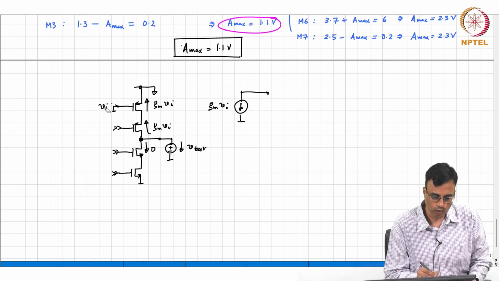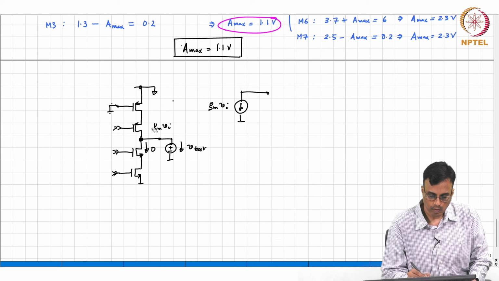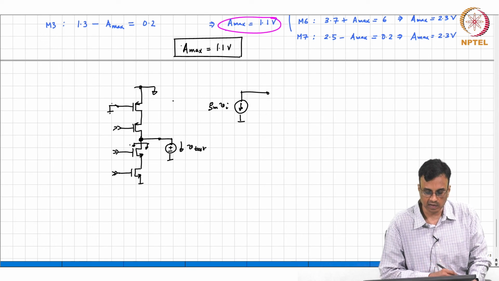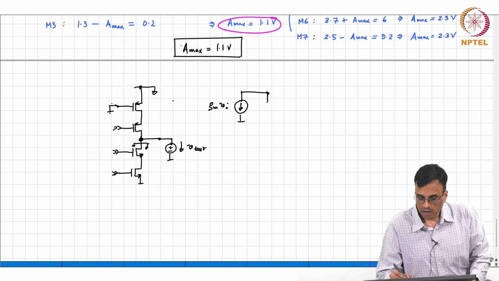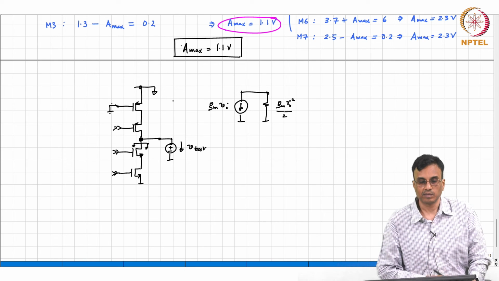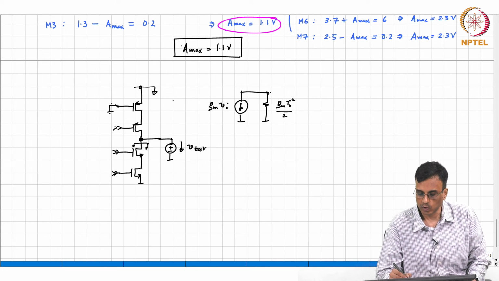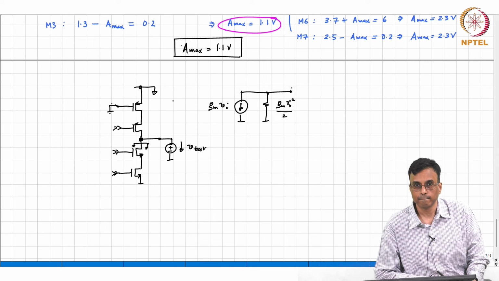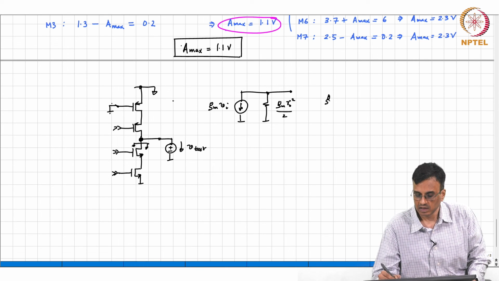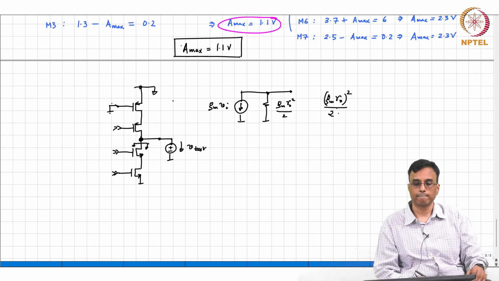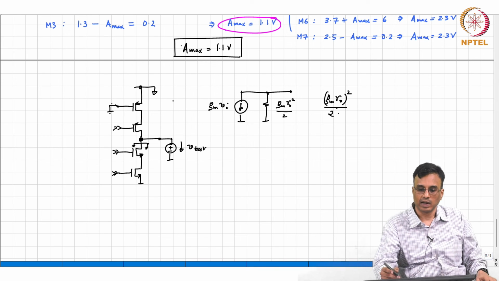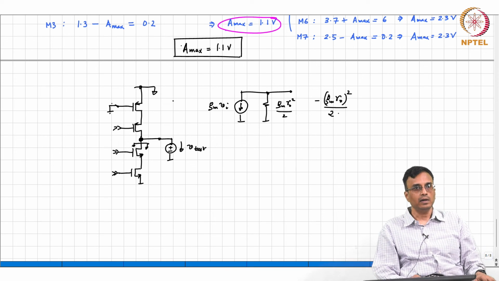To find the Norton resistance, what do we do? We basically ground this. So what is the output resistance? It's just the parallel combination of these two output resistances. Basically, it's roughly of the order of Gm Ro squared by 2, assuming all the Gms and Ros are the same. So what is the gain that you get? Gm Ro, the whole squared by 2, with a negative sign.